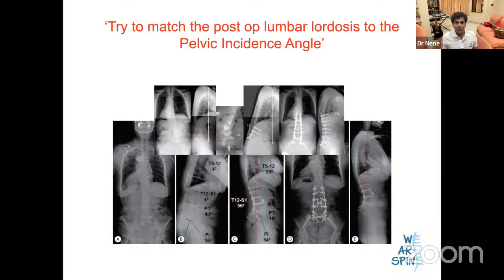Now, while this one, where the surgeon did not match the PI, clearly you can see, eyeball, this is the PI. This is that person's PI. Again, all of y'all will agree this is like a 60, 70 degree PI. But you can see the lordosis given is maybe 10 degrees. So obviously the whole spine fell off until someone else came in and rescued that spine. Is that clear?